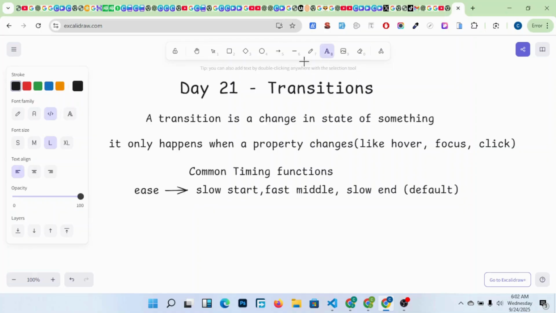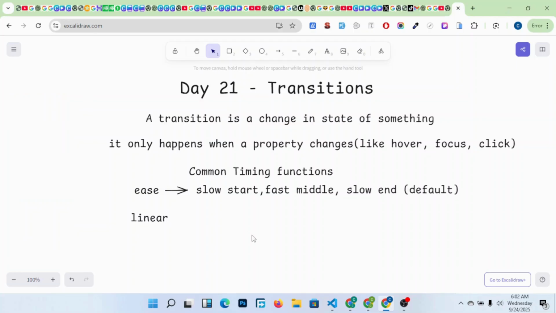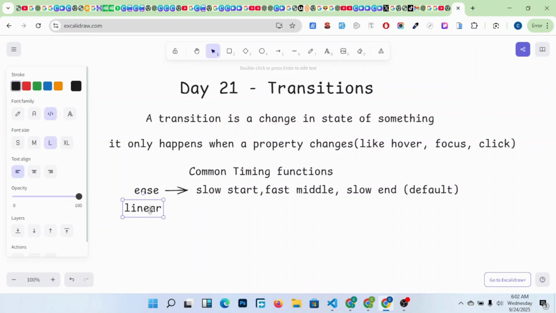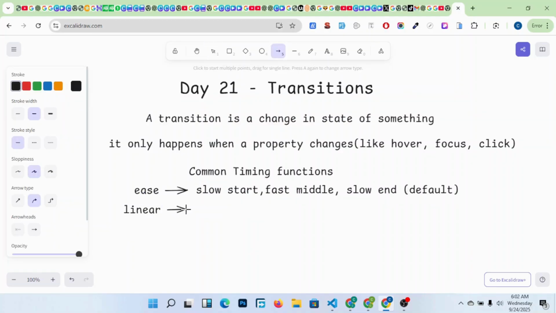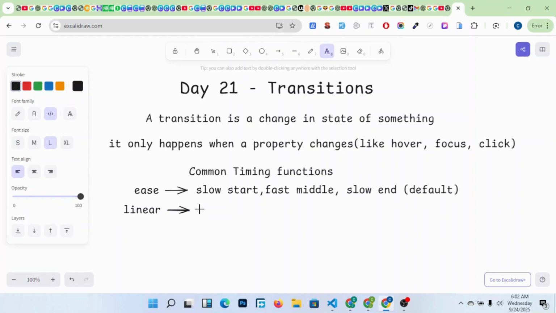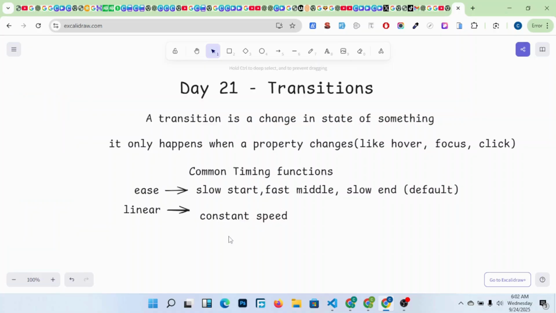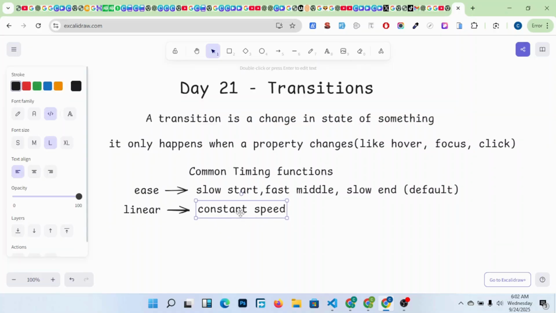So we have another one, it's called linear. Linear has constant speed. Okay. So this one has constant speed.